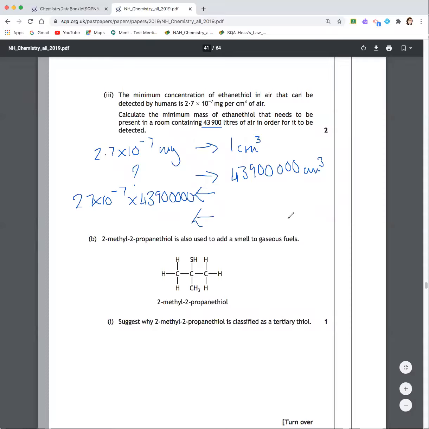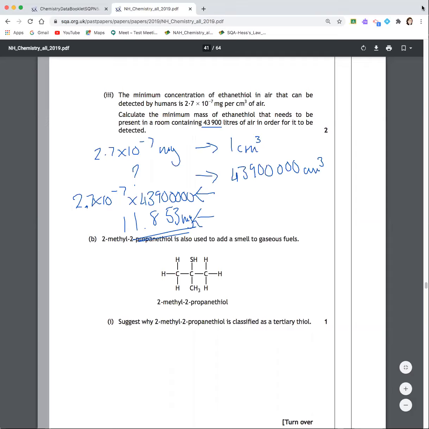And then if you put that into your calculator, 2.7 times 10 to the minus 7 times 49 (sic). So that gives you 11.853 milligrams. So that's how much you would need for it to be detected.